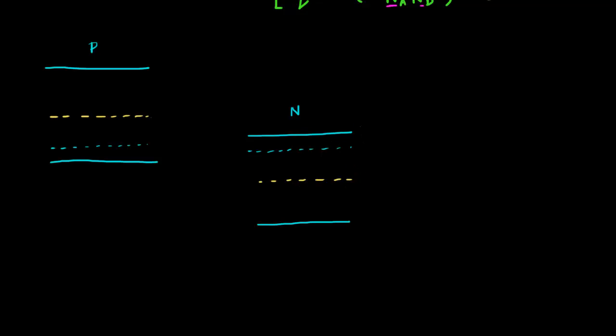So this is my conduction band, this is my valence band. Similarly over here, this is my conduction band, this is my valence band, this is my Fermi level, this dotted blue line, and then this dotted yellow line is my intrinsic energy level.